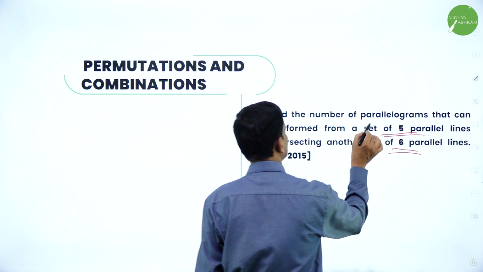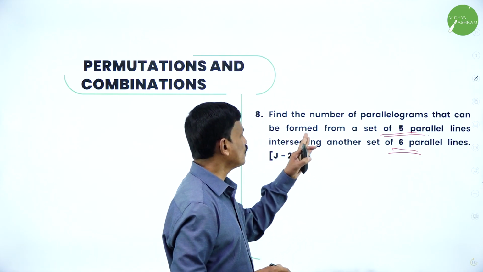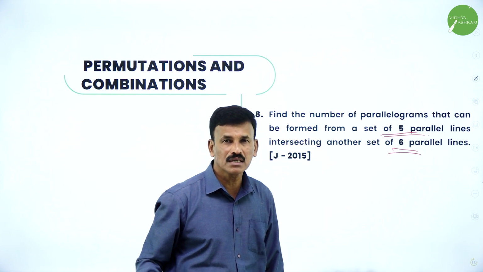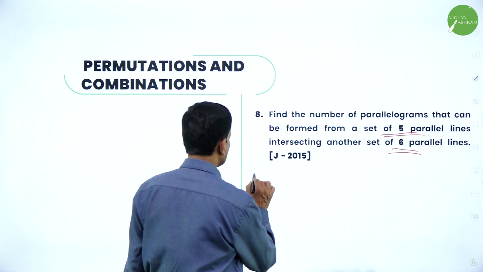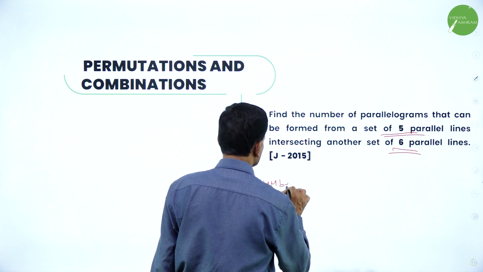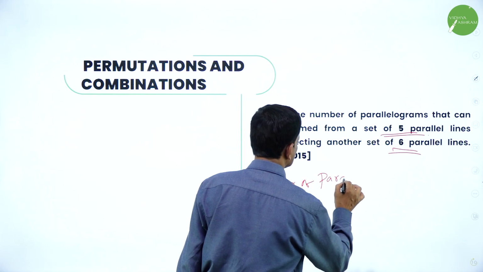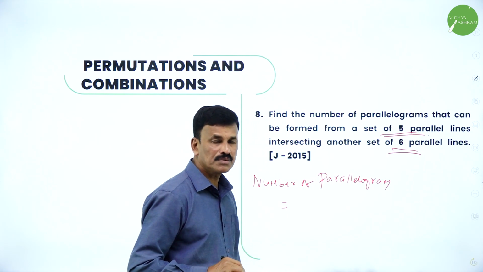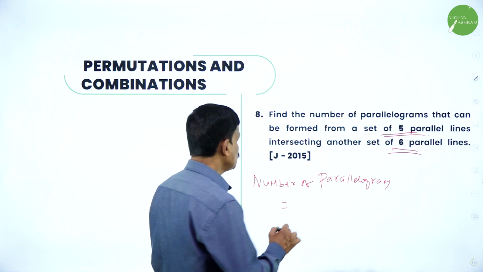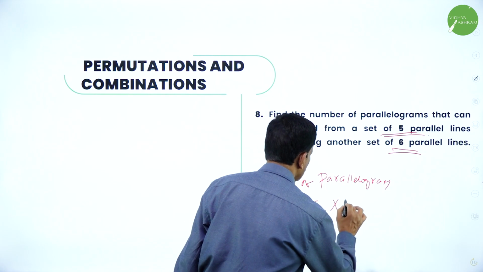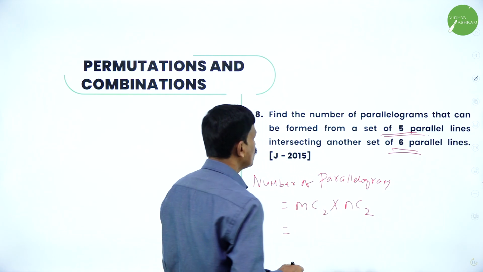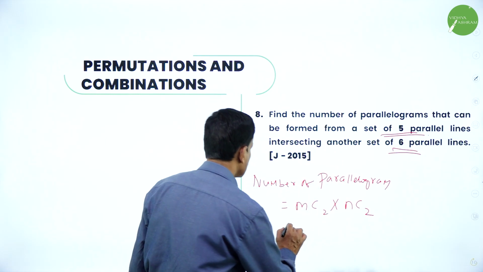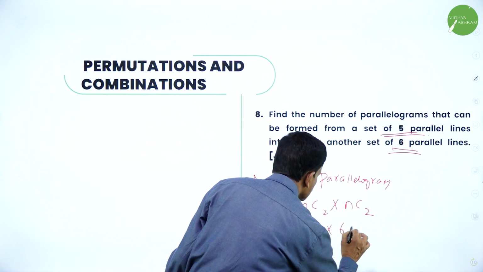Find the number of parallelograms that can be formed from a set of 5 parallel lines intersecting another set of 6 parallel lines. So the number of parallelograms is of the form mC2 into nC2. Here, m is equal to 5 and n is equal to 6. So this is nothing but 5C2 into 6C2.